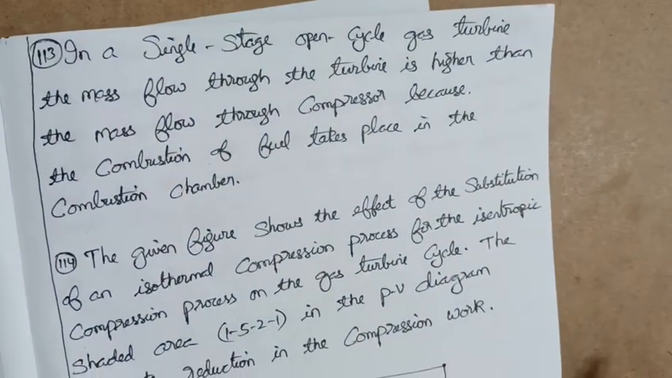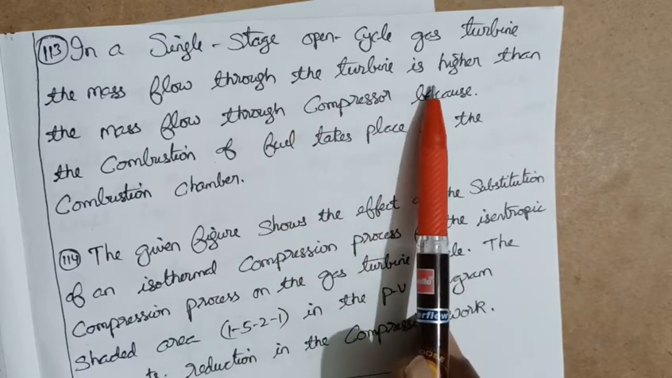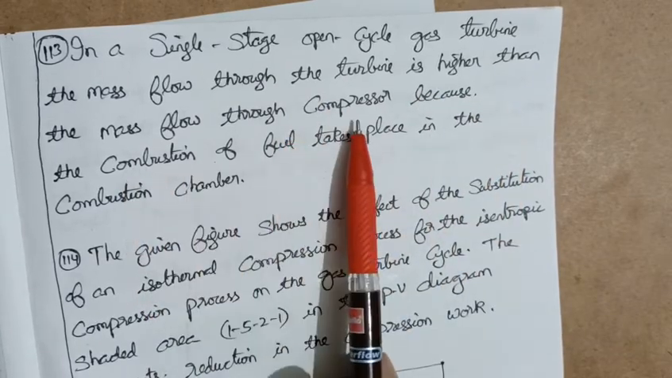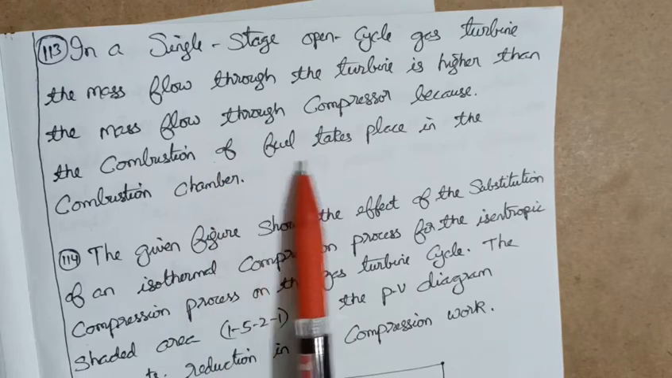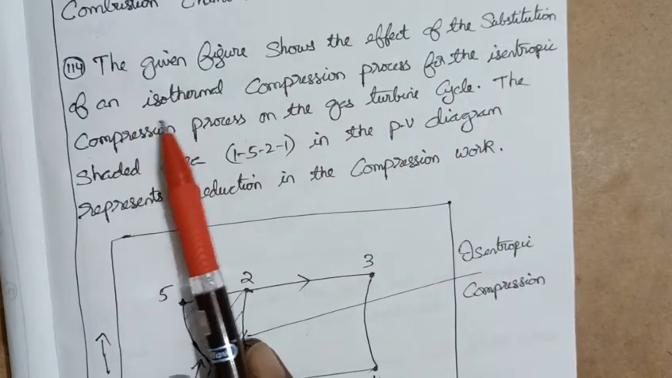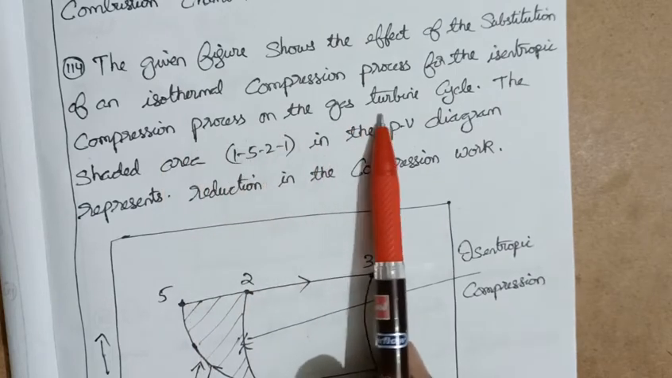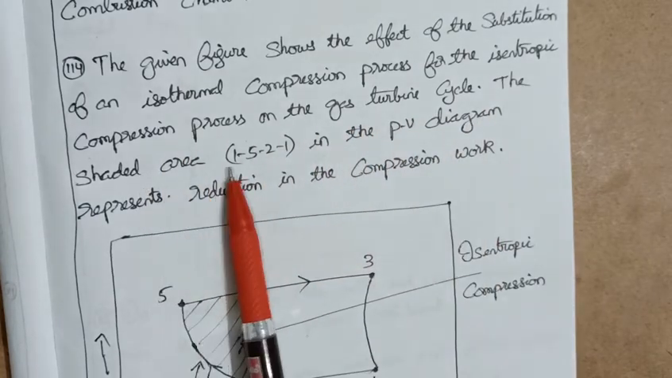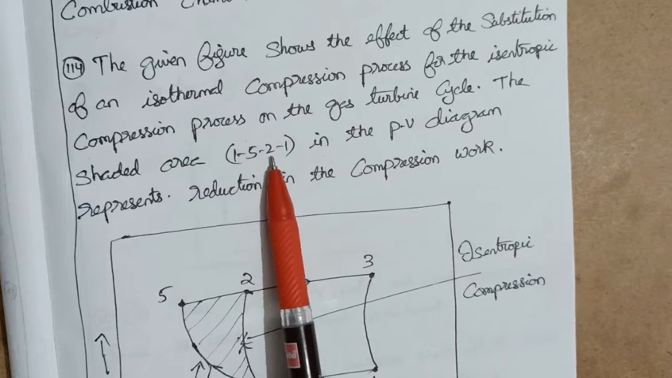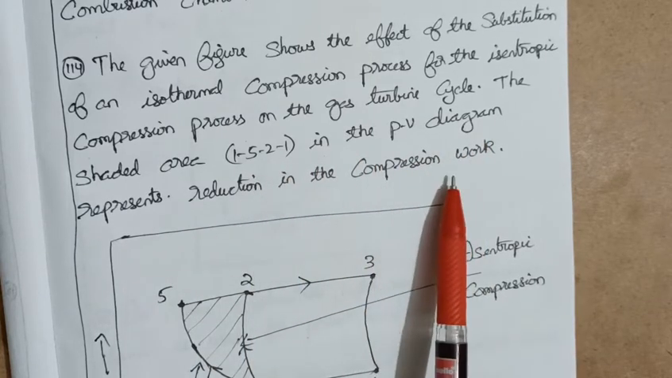Next, in a single stage open cycle gas turbine, the mass flow through the turbine is higher than the mass flow through the compressor because the combustion of fuel takes place in the combustion chamber. The given figure shows the effect of substituting an isothermal compression process for the isentropic compression process on the gas turbine cycle. The shaded area 1-2-5-2'-2-1 in the PV diagram represents reduction in the compression work.